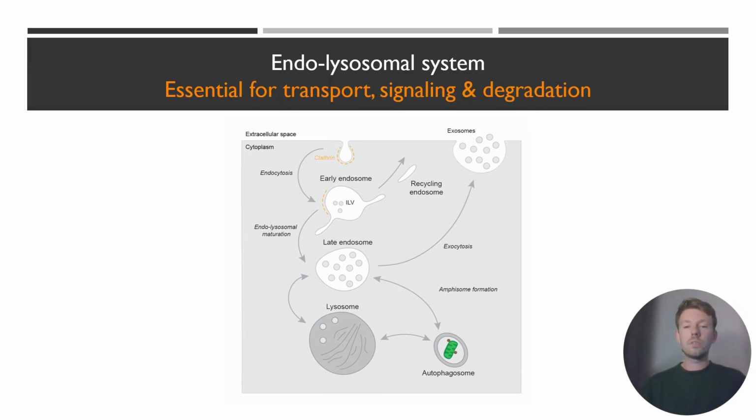In our lab, we are interested in the organization of the endo-lysosomal system. The endo-lysosomal system is essential for multiple processes, such as protein transport, signaling, but also the degradation of macromolecules. Lysosomes are known as the main catabolic center of the cell, while endosomes are mainly involved in recycling of proteins.